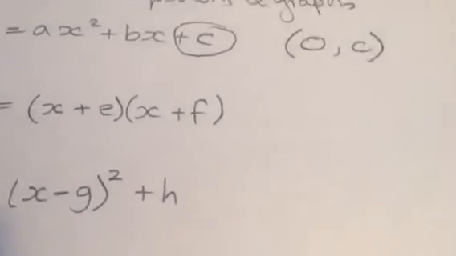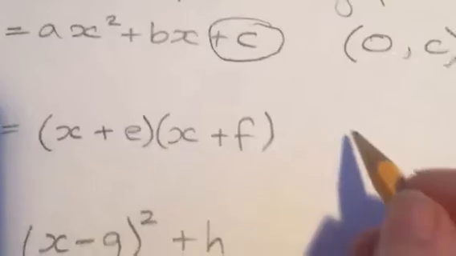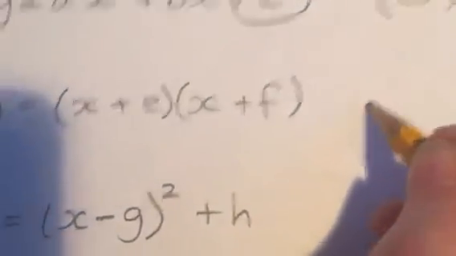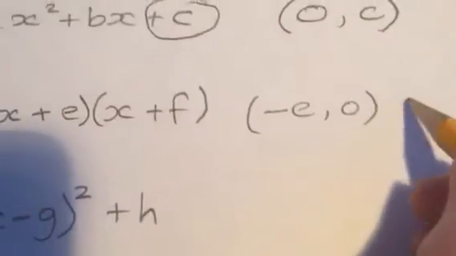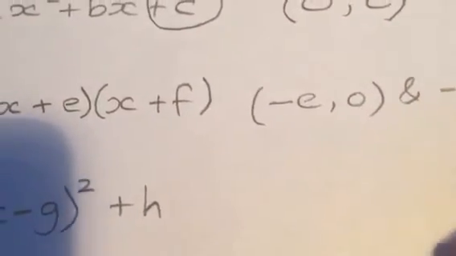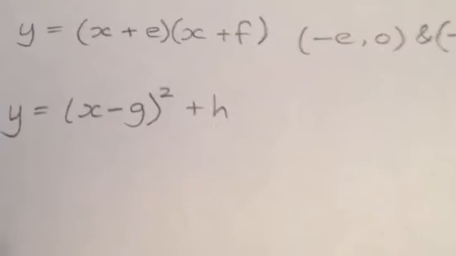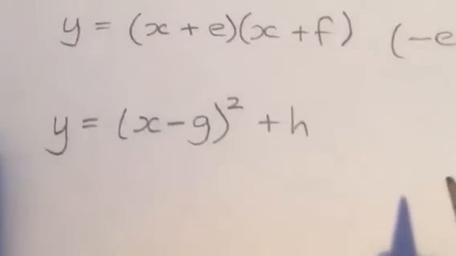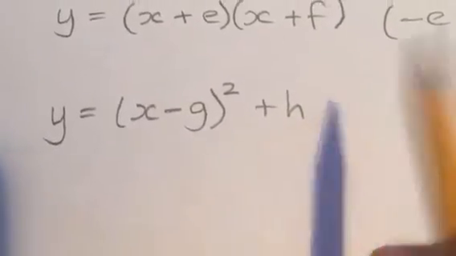If you're looking at the factorised version, it tells you where it cuts the x-axis, and it will cut the x-axis at the two points (minus e, 0) and (minus f, 0). The completed square form tells you about the minimum value. We'll come back to that bit later.